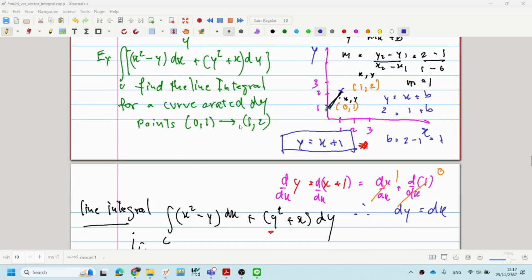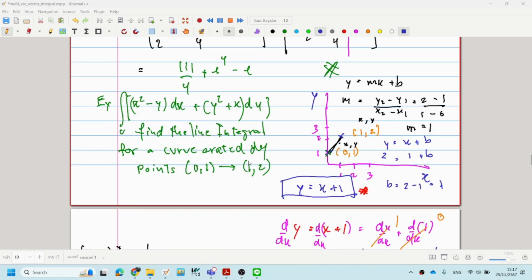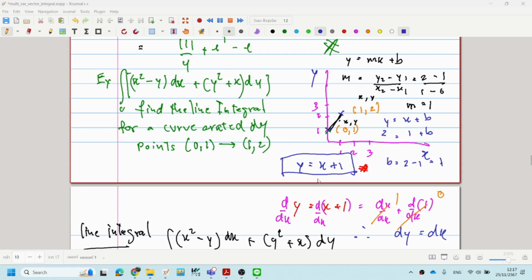This case is the curve function generated from the coordinate points. The coordinate point number 1 is 0, 1: x 0, y 1. Point 2: drawing from the start point to the end point, you get the curve, and the end point is x1, y2.